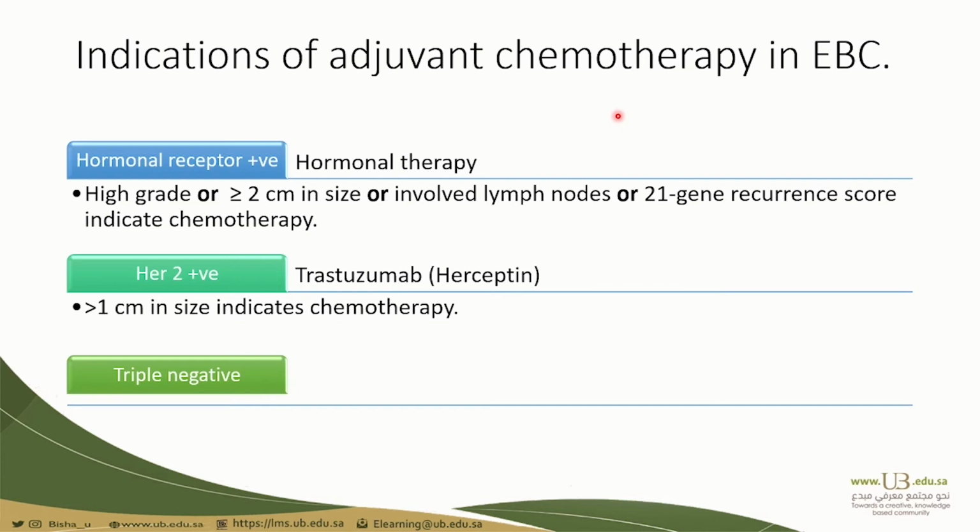For a patient who is triple negative, actually you cannot give them anything hormonal, and no trastuzumab for them. So those patients will go for chemotherapy if their tumor is more than 0.5 centimeter. So I think most of the patients who have a triple negative tumor will most likely go for chemotherapy.